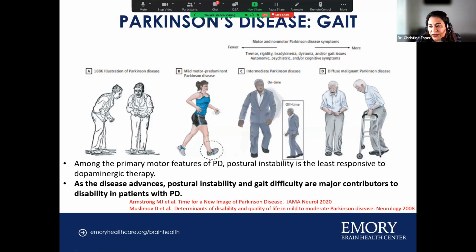So among the primary motor features of Parkinson's disease, postural instability, which is a balance problem in which patients often can fall backwards is the main direction, but they can fall forward as well and have difficulty maintaining their balance. This is a complaint that's often difficult to control with medications and is least responsive to the dopaminergic medications. And as the disease advances, postural instability and gait difficulty really are major contributors to disability in patients with Parkinson's disease.